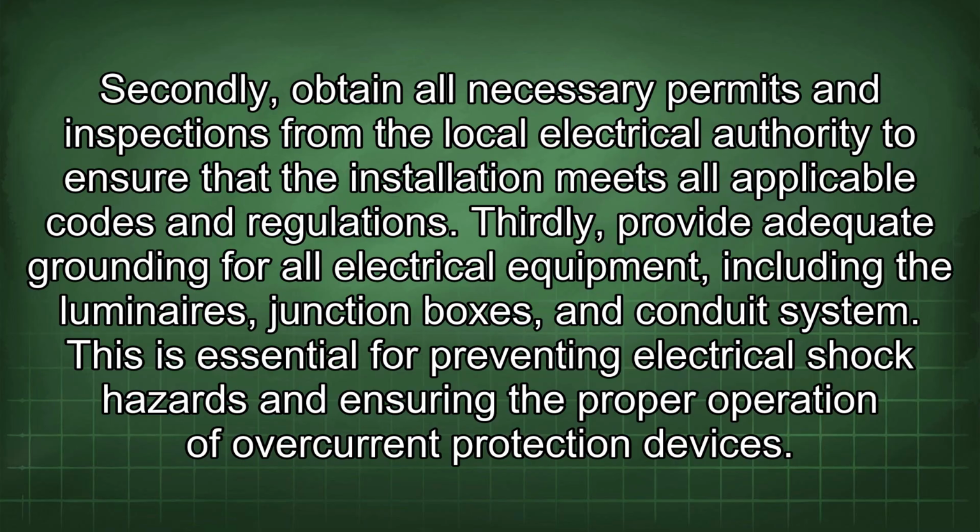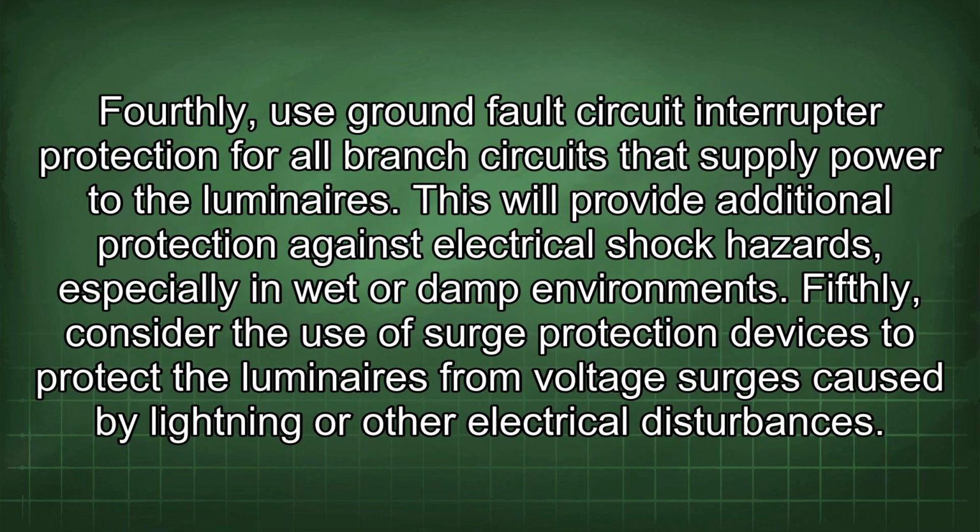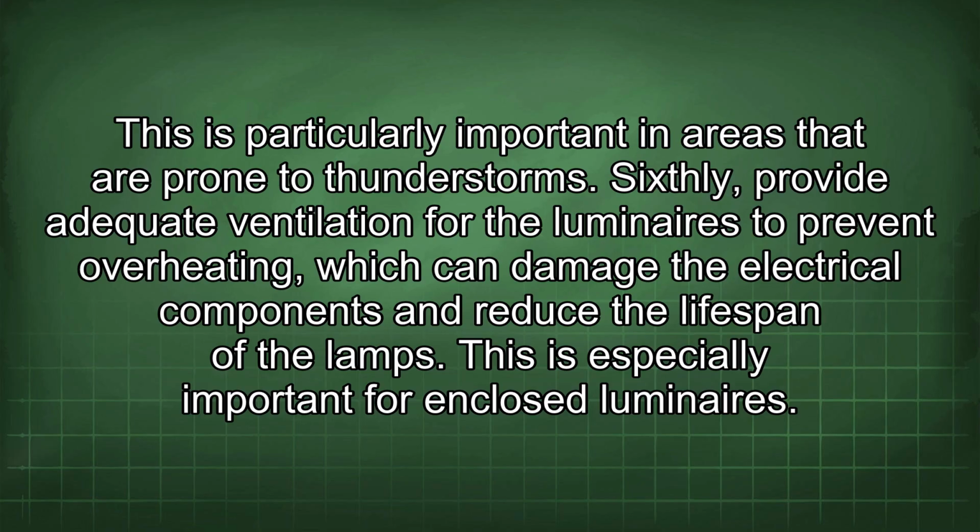This is essential for preventing electrical shock hazards and ensuring the proper operation of overcurrent protection devices. Fourthly, use ground fault circuit interrupter protection for all branch circuits that supply power to the luminaires. This will provide additional protection against electrical shock hazards, especially in wet or damp environments. Fifthly, consider the use of surge protection devices to protect the luminaires from voltage surges caused by lightning or other electrical disturbances. This is particularly important in areas that are prone to thunderstorms.